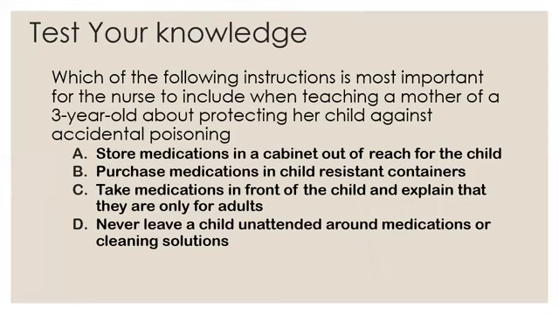Which of the following instructions is most important for the nurse to include when teaching a mother of a 3-year-old about protecting her child against accidental poisoning? A, store the medications in a cabinet out of reach for the child. B, purchase medications in child-resistant containers. C, take medications in front of the child and explain that they are only for adults. And D, never leave a child unattended around medications or cleaning solutions. You can pause here to think, but I'm going to go ahead and move on.